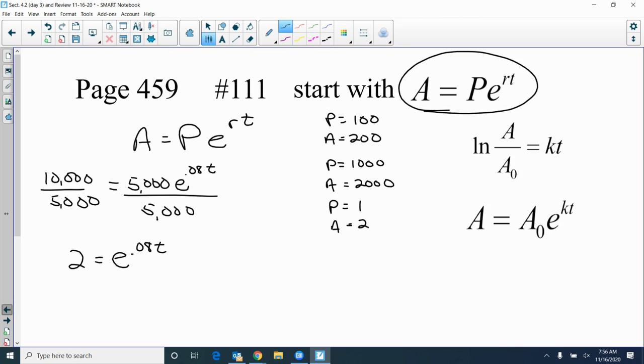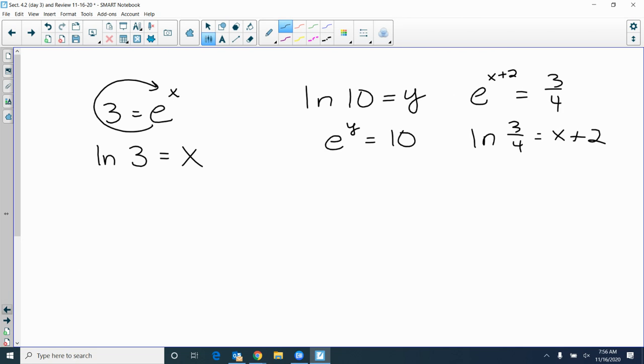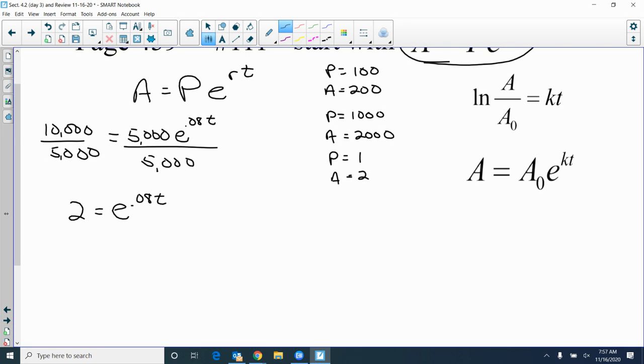This is why I went over what we did earlier, right here. Okay, I had 3 equals e to the x. I write it in natural log form. Once you get to this point, you're stuck. You can't really do anything. Write it in natural log form. Write it in ln form because it's a base e. We can do that. All right, what is that in natural log form?